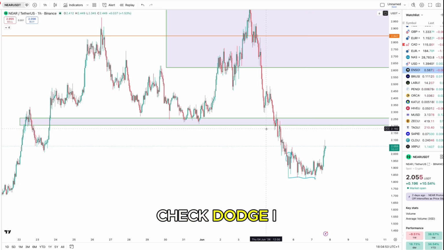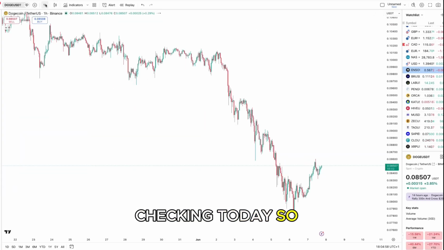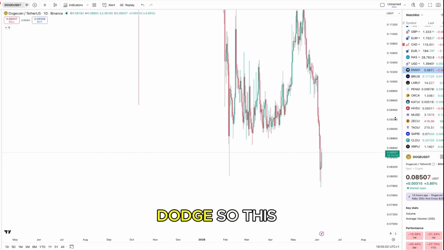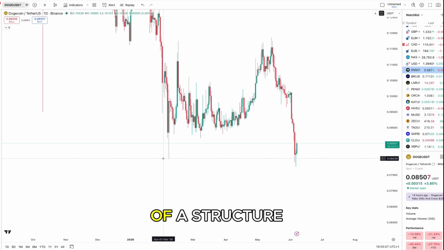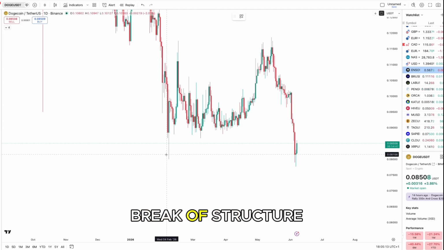So let me check Doge. I think that should be the last market I'm checking today. So let me go to the 1 day on Doge. So this is my Doge on 1 day. See, I've already gotten a break of structure on Doge on the 1 day, which I had here. There's already a break of structure.